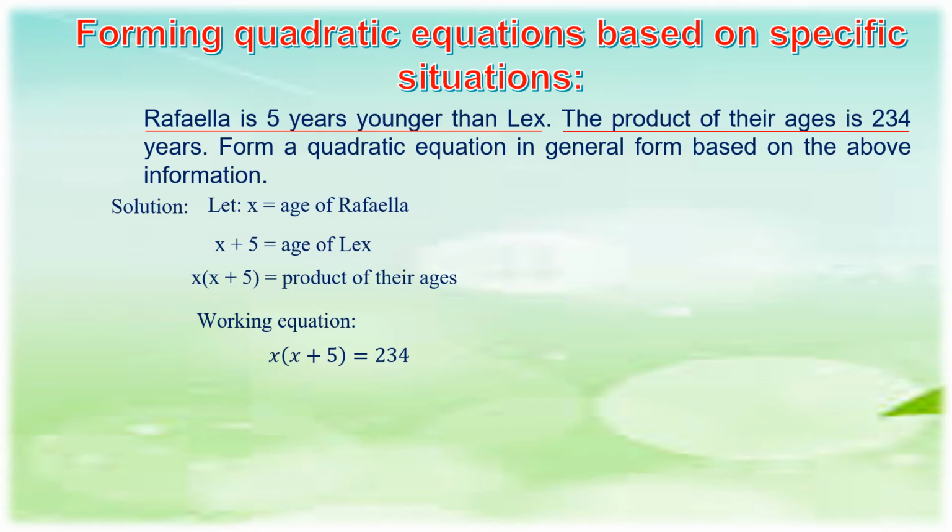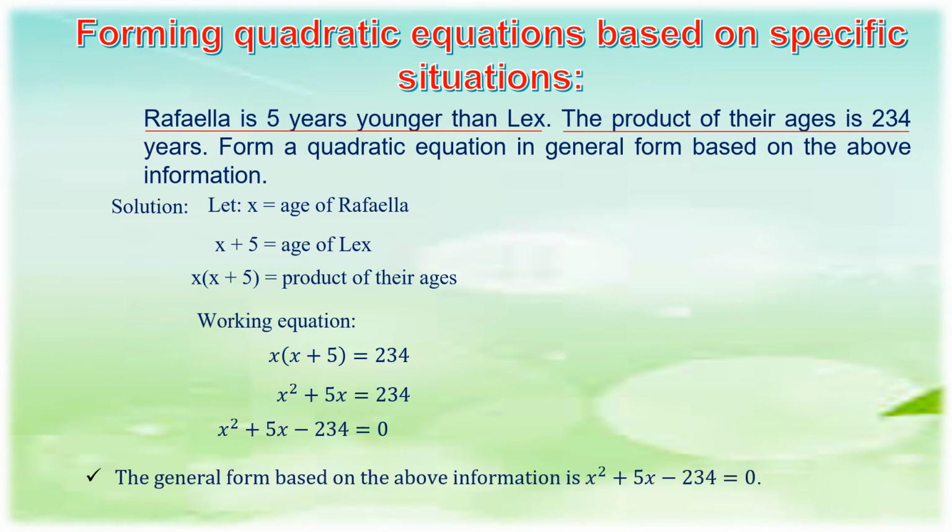Then we are going to distribute x inside the parentheses. It will result to x squared plus 5x is equal to 234. Then in general form, we have x squared plus 5x minus 234 is equal to 0. So the general form based on the above information is x to the second plus 5x minus 234 is equal to 0.